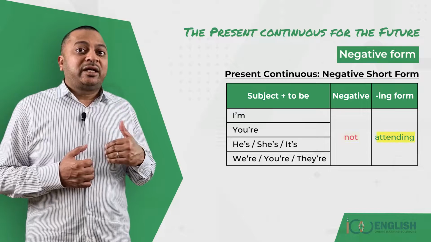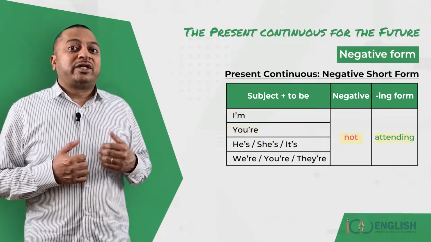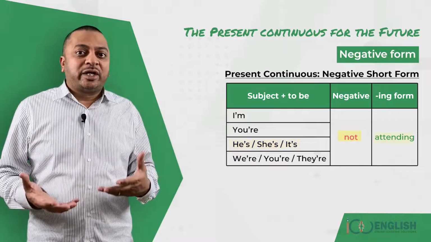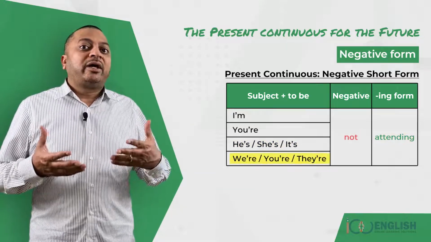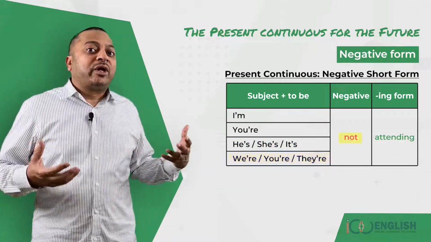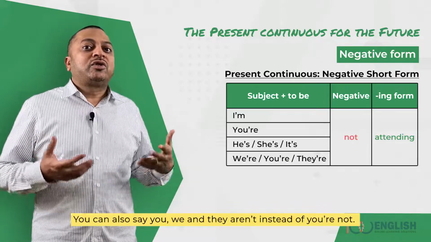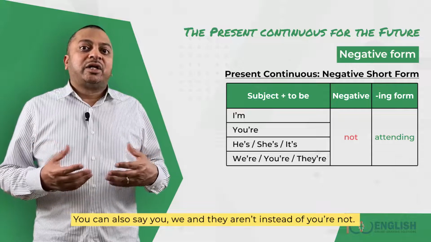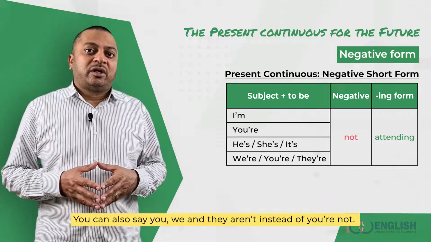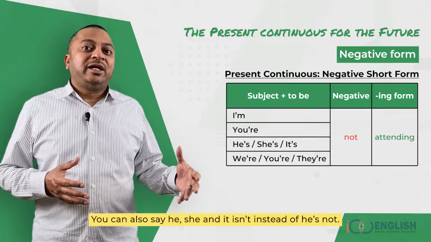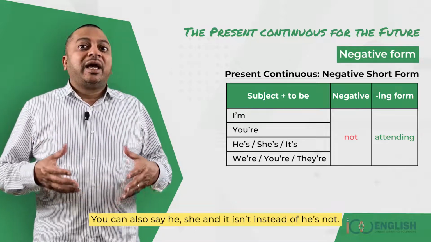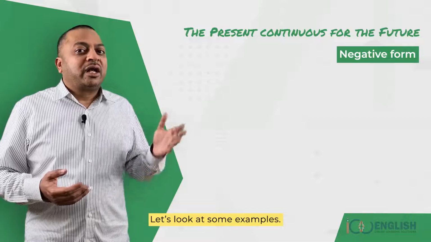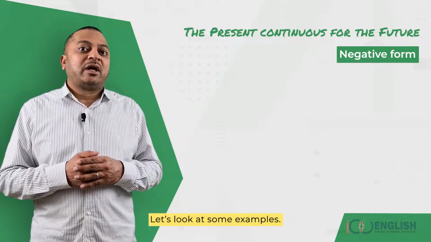I'm not attending. You're not attending. He's, she's, it's not attending. We're, you're, they're not attending. You can also say you, we and they aren't instead of you're not. And you can also say he, she and it isn't instead of he's not. Let's look at some examples.